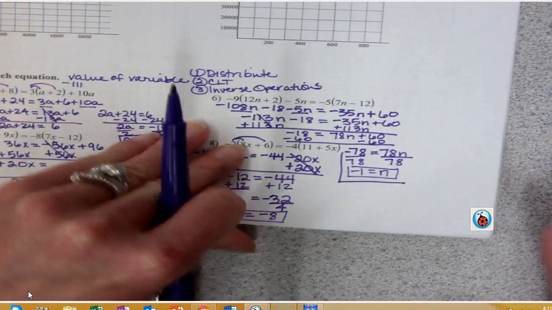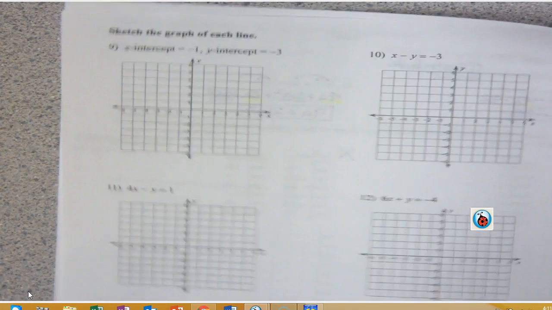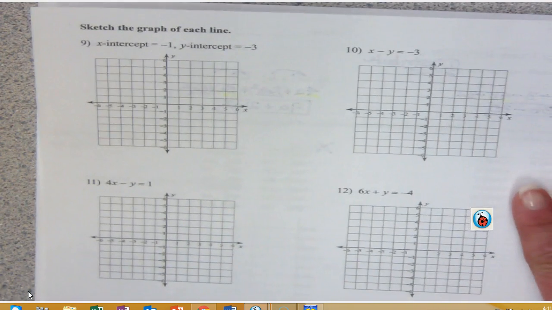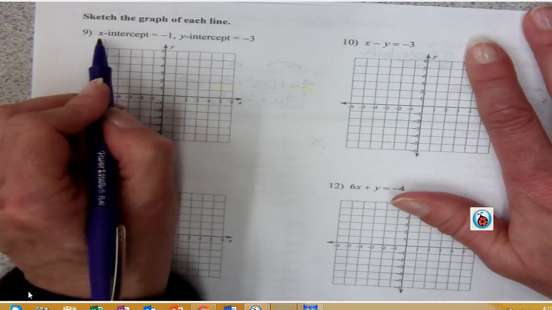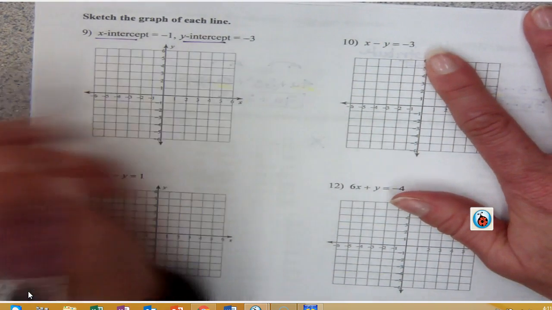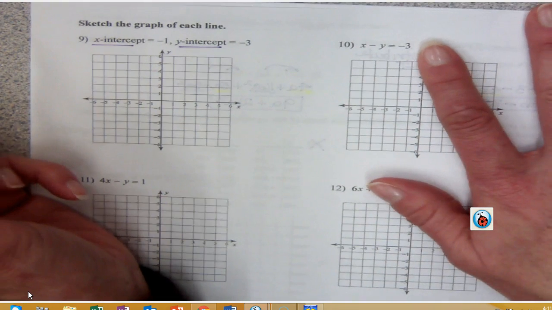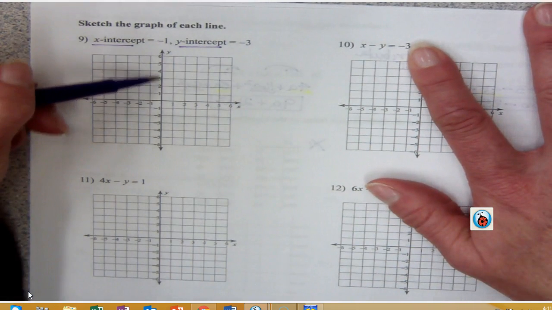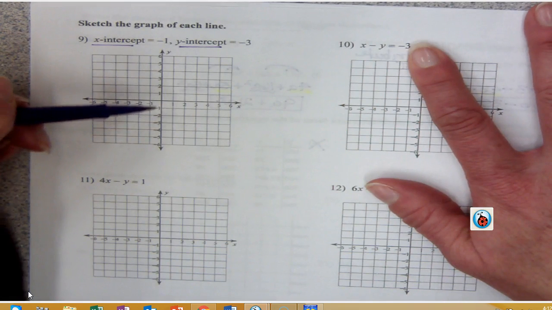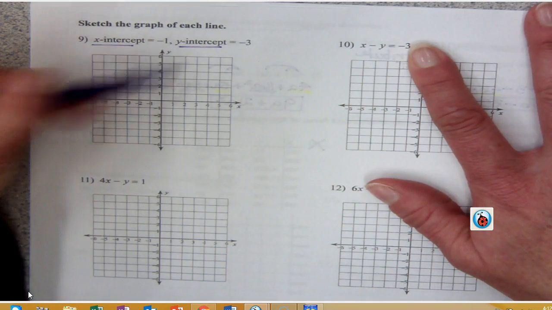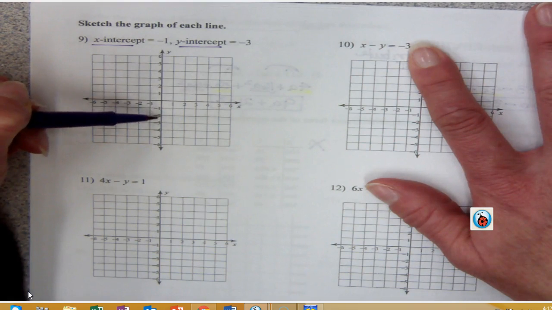All right, moving on. So now I'm supposed to sketch the graph of each line. I'm given the x-intercept and I'm given the y-intercept. We've been very familiar with the y-intercept. The y-intercept is the number on the y-axis where the line crosses the graph. So the y-intercept is -3, 1, 2, 3.